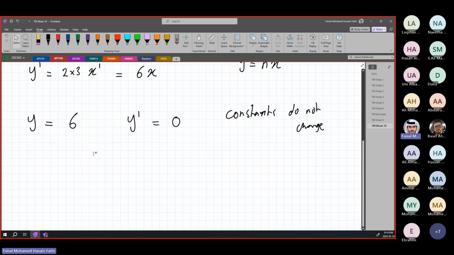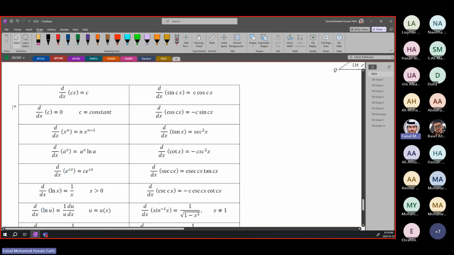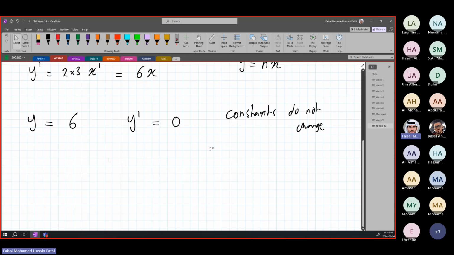So if you have a constant value, meaning any number, in the formula sheet here, it is given as c, where c is a constant. It is always going to be equal to 0.